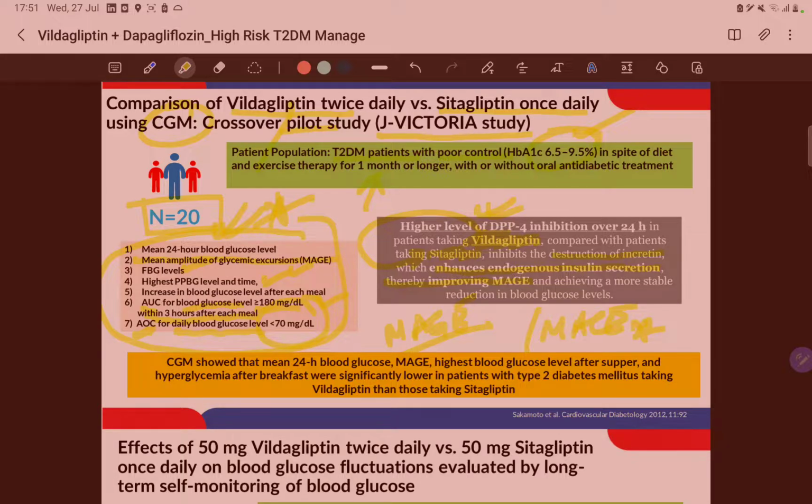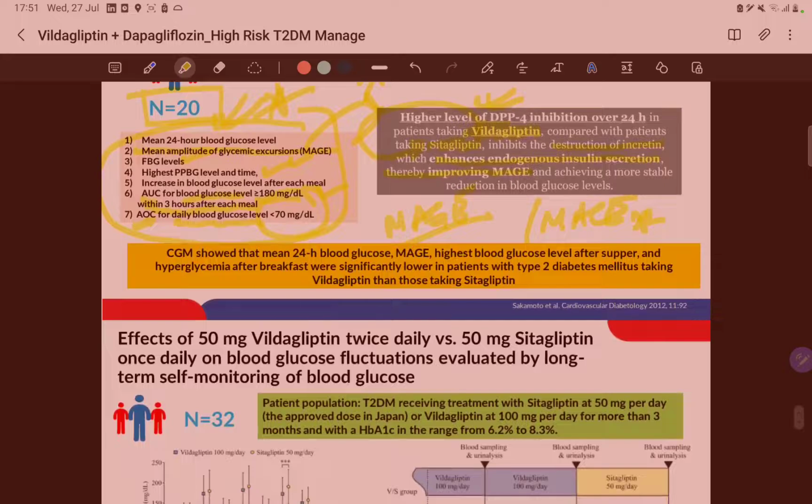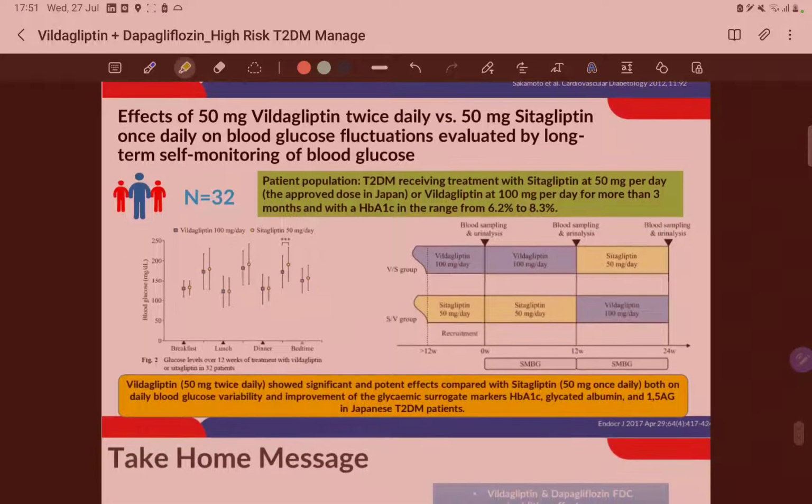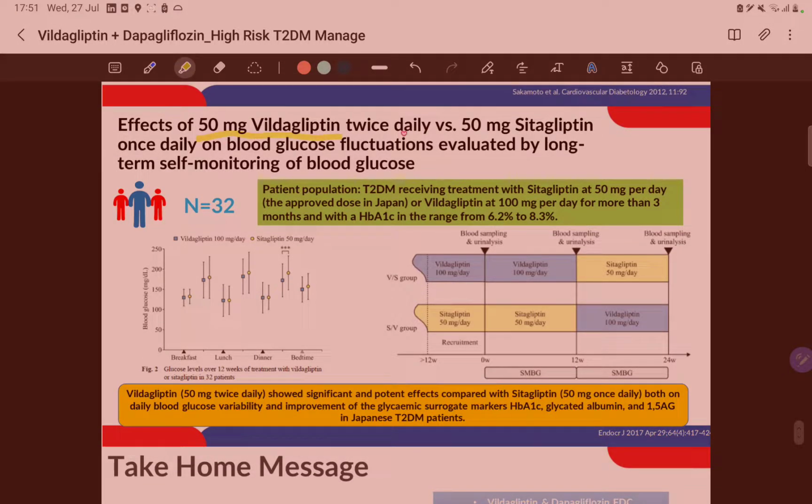Now these were the things which we have seen in this study. And overall what we have seen was vildagliptin is much better. Twice daily vildagliptin is much more efficacious than sitagliptin taken once daily. So the continuous glucose monitoring shows that 24 hours glucose, MAGE and highest blood glucose level after supper and hyperglycemia after breakfast were significantly lower in the patients with type 2 diabetes mellitus taking vildagliptin than those taking sitagliptin, right?